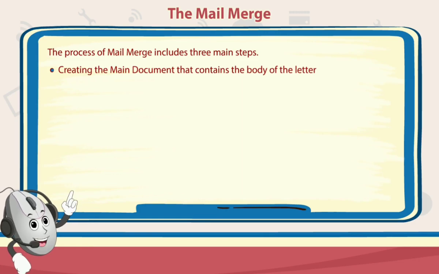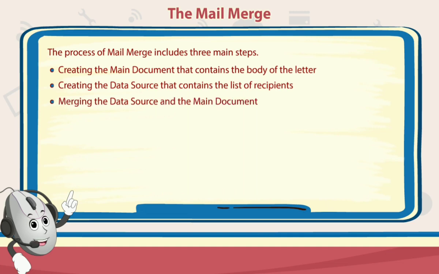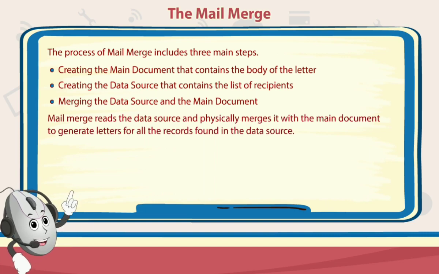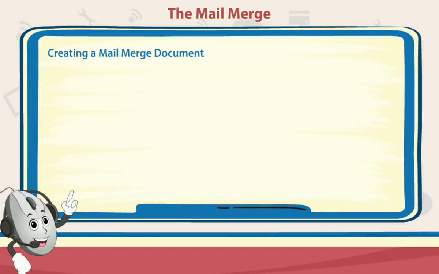The mail merge process includes three main steps. The first step is creating the main document, or writing a letter or the body content of the letter. Creating a data source means creating a contact list or recipient list of those to whom you want to send this mail. The third step is merging the data source and main document, meaning merging all these things. The mail merge reads the data source and merges it with the main document to generate a letter for all the records found in the data source.